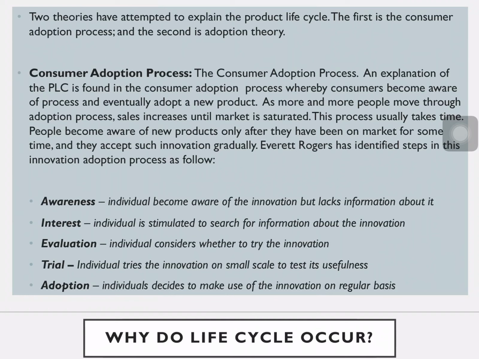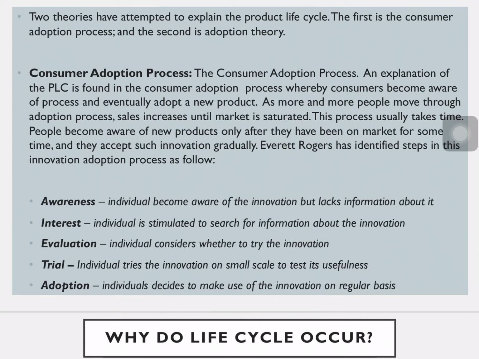The third one is the evaluation. The individual considers whether to try the innovation or not. After gathering all the information, the feasibility of that product comes into the mind of the consumer: whether this particular product is suitable for me or not, whether it is within the budget, whether it will have a positive influence on my consumption process or not. So you try to evaluate the various criteria. This is the third stage.